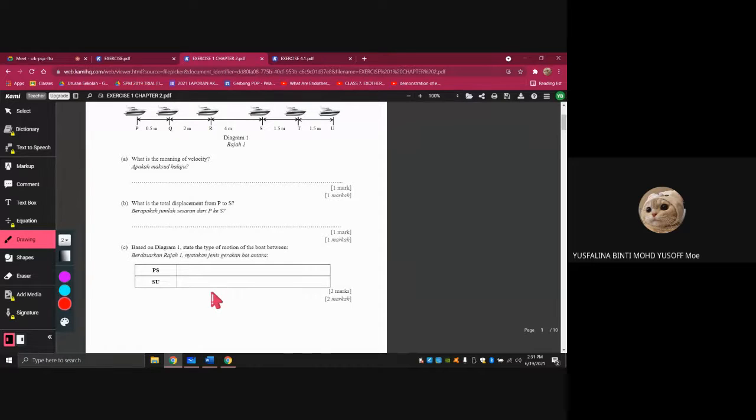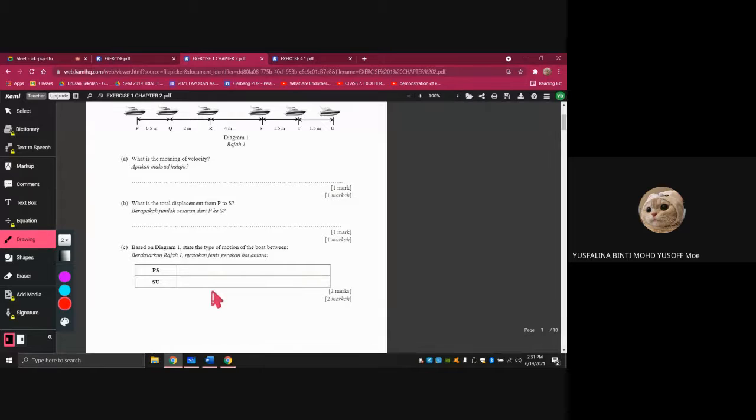For this one, some of you answered "uniform graph, non-uniform graph". When the question asks you to state the type of motion, non-uniform velocity is not an answer. You have to describe: increasing velocity, decreasing velocity, constant velocity, zero acceleration, decreasing acceleration, or increasing acceleration. There are no words like non-uniform. You cannot use that to state the type of motion.